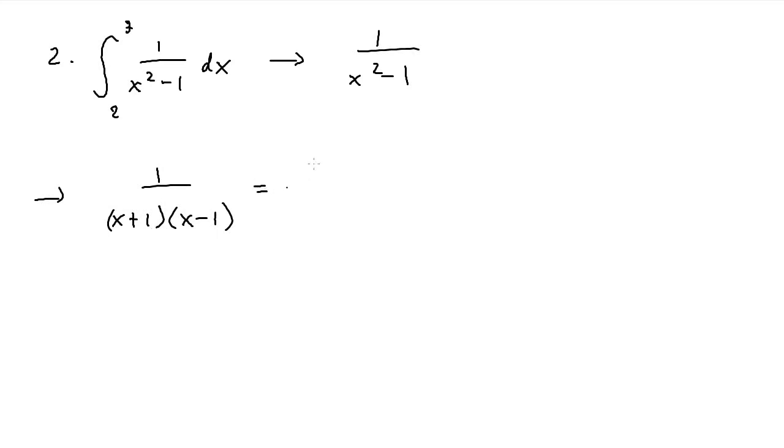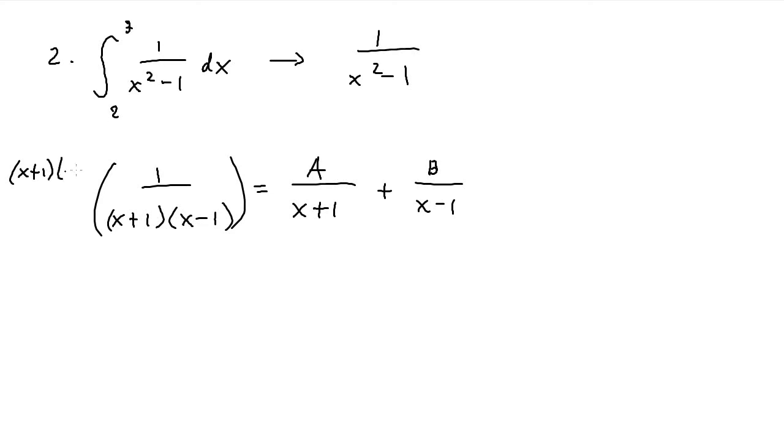Once again, I'm going to set it equal to an a term over one of the factors, so x plus 1, plus another b term over the other factor, x minus 1. Now once again, in order to get rid of the denominator, I need to multiply both sides of the equation by x plus 1 times x minus 1. Go ahead and write that on the other side as well.